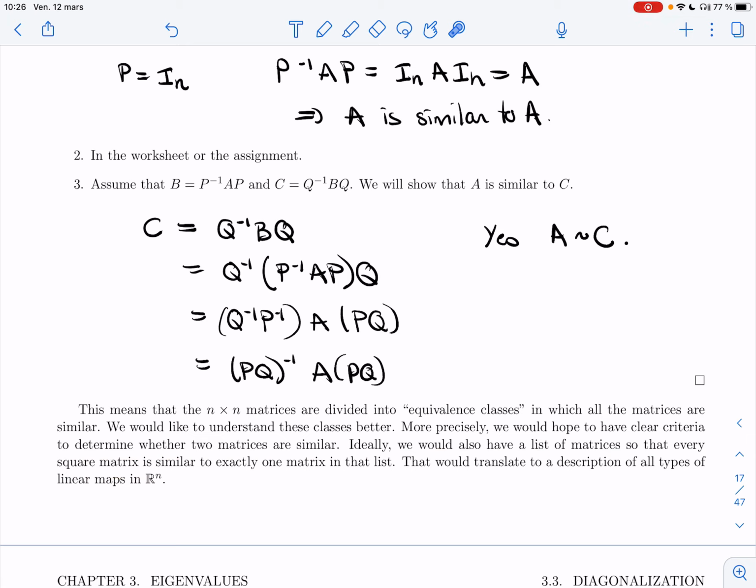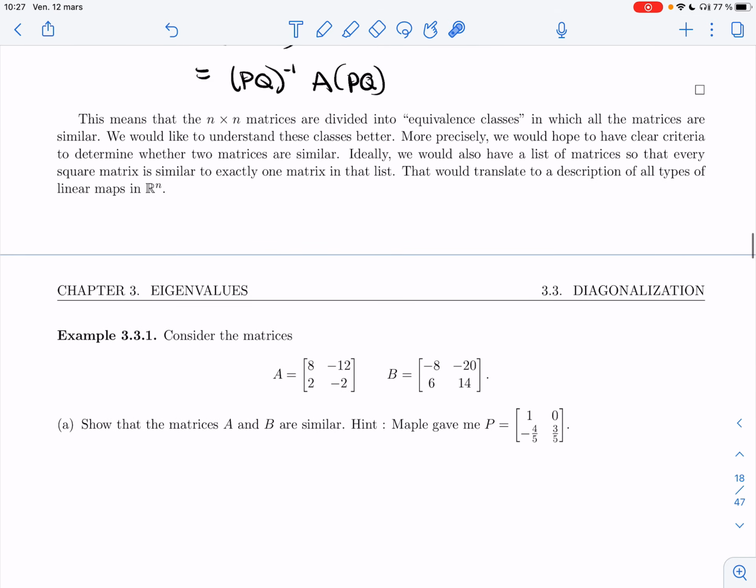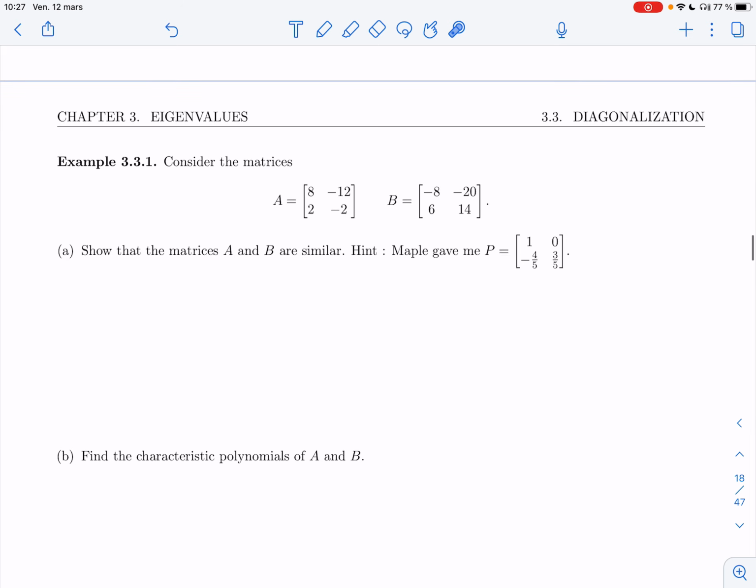So understanding when two matrices are similar, that's the same thing as understanding what different types of linear maps you could have up to a change of basis, right? If it's the same map but with a different basis, I want to consider it the same type of linear map. All right, so let's start our quest of finding conditions on matrices that ensure they're similar or that ensure they're not. Let's look at this first example.